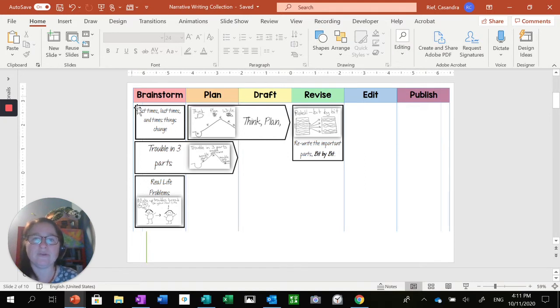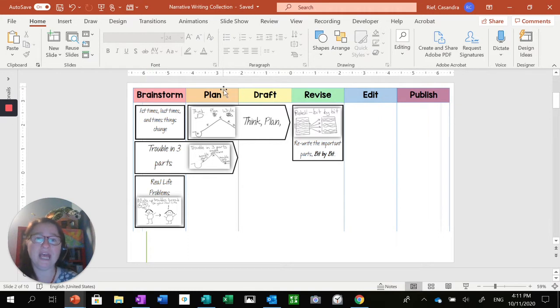So, if you'll remember, first we started with brainstorming, and that's where you're thinking up ideas for your story. We had the brainstorm strategy of first times, last times, and times things change. And then we also had the brainstorming strategy of trouble. And then we have the trouble starts, which is the problem, the trouble gets worse, and then the solution. And so we've got trouble stories, and we also thought about real life problems. We were making up stories based on things that really have happened in your life so that you've got ideas to make up a problem for your character.